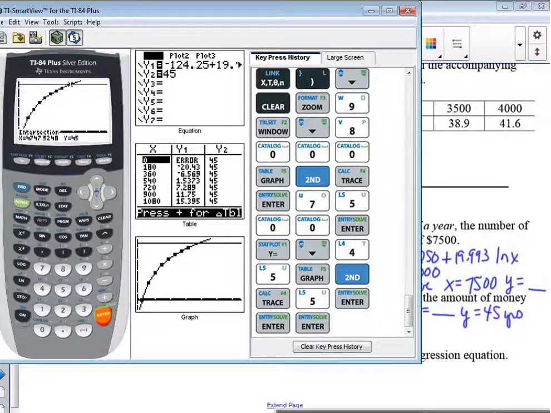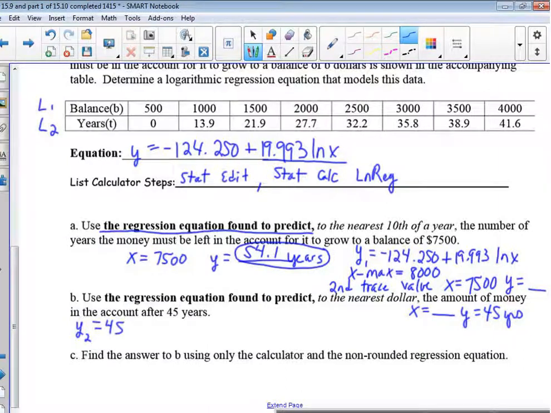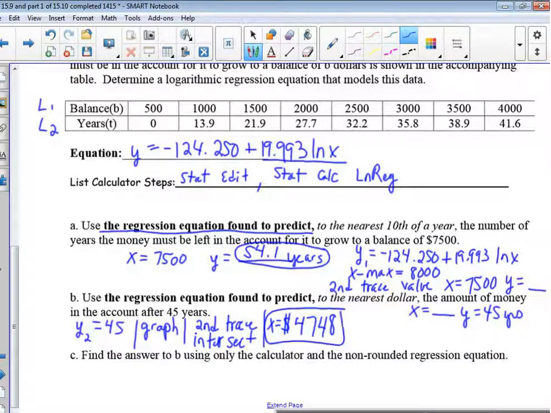and it intersects at 4,748 dollars to the nearest dollar, they said. The 4747.9 rounds that up. So y2 equals 45. We hit graph. And then we did second trace intersect. Okay, so second trace intersect, and the x value was $4,748 to the nearest dollar.